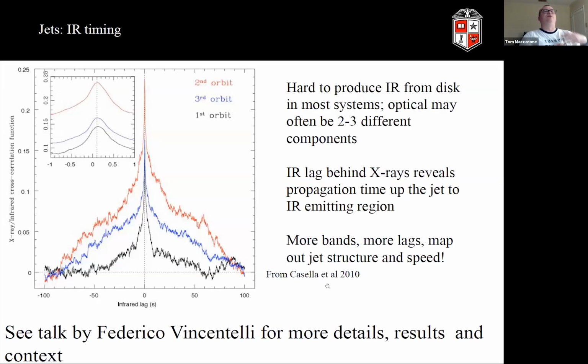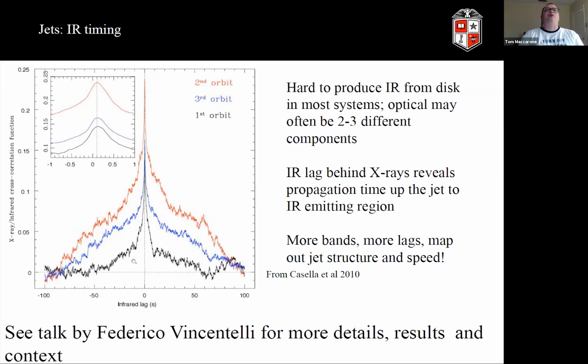All right, so one of the things that we can do is if we want to understand the jets from these systems, we can look at longer wavelength timing data. So this image here is from the Casella et al. 2010 paper on infrared and X-ray timing in GX 339-4. And what you see is that the infrared data in all three of the RXTE orbits lags behind the X-ray data by about 0.1 seconds. And what that seems to be telling us is the X-ray emission is coming from some very inner region, and it takes about 0.1 seconds for whatever disturbances are happening there to propagate up the jet to the region where the infrared emission is coming from.